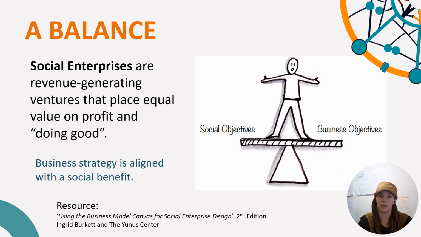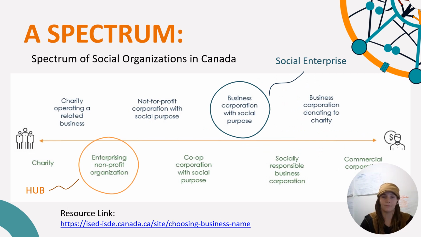Also, social enterprises will usually have their business strategy, like the core strategies of their business, aligned with a particular social benefit. This is sort of going over that line, which, everything is sort of a spectrum. You can get this off of the Government of Canada website.